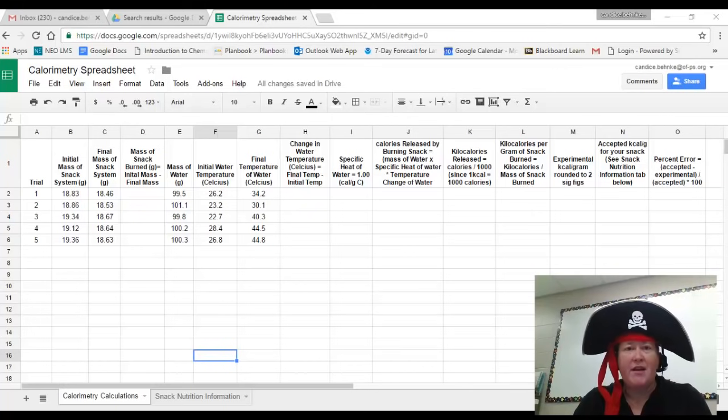Getting ready to make a video screencast of how to make calculations using a spreadsheet. The spreadsheet that we're going to be using today is Google Sheets, and I will guide you through the steps. We will also be referring to the lab data that you collected when we burned our snacks and allowed the energy from the snacks to be transferred to the water in the calorimeter. So this is a calorimetry lesson and also a lesson in how to use spreadsheets to make calculations.